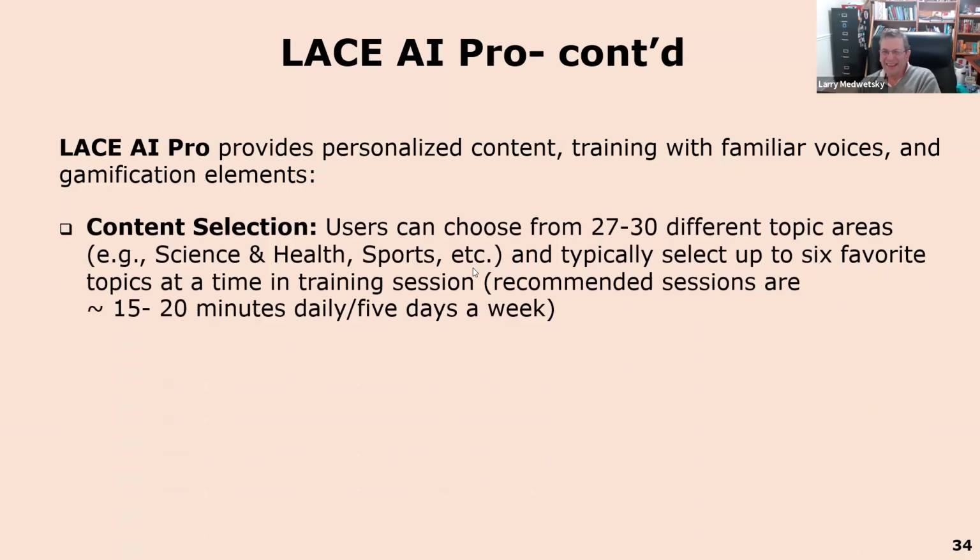So number one, there are 27 to 30 different topic areas that they ask you to choose what you're interested in. And you can get trivia and all these questions and different topics. So for example, I picked science and health, I picked sports. And in a lesson, there might be 30 items, about 5 items in each of these six favorite areas. And they recommend doing 15 to 20 minutes a day training 5 days a week.